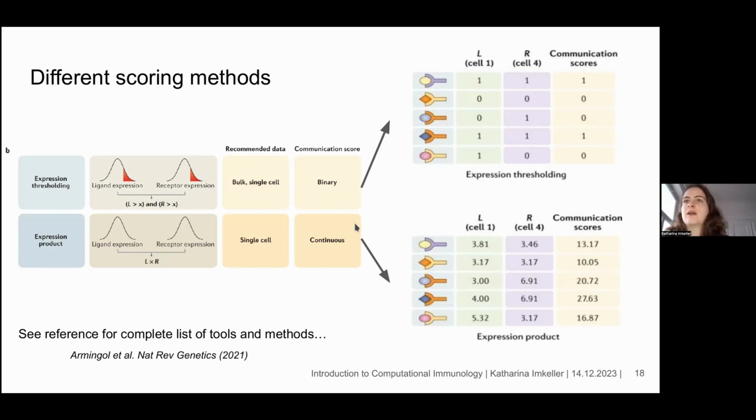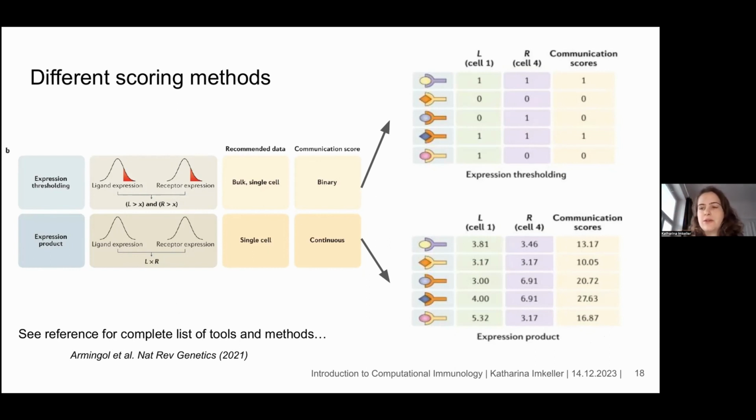So this is a simplistic approach. A more complicated approach is expression products, where you multiply the expression values of the ligands and receptors, and you then get a continuous distribution, continuous values for the communication scores. For a more complete list of tools and methods, please refer to the reference shown here.